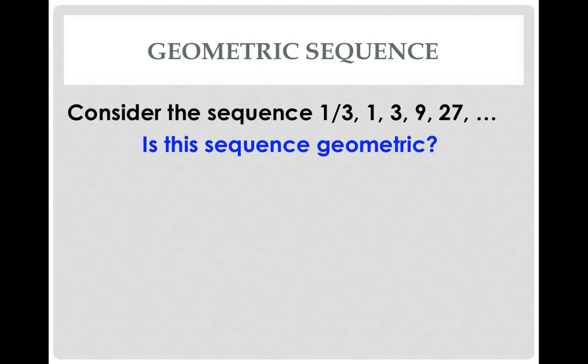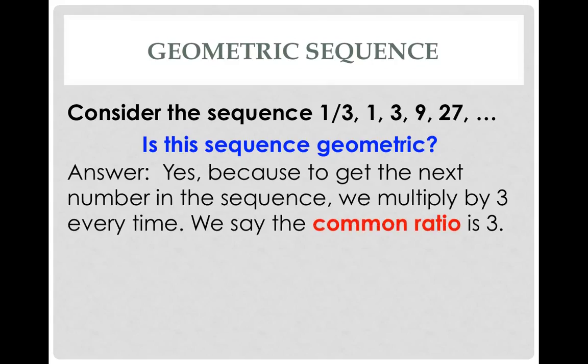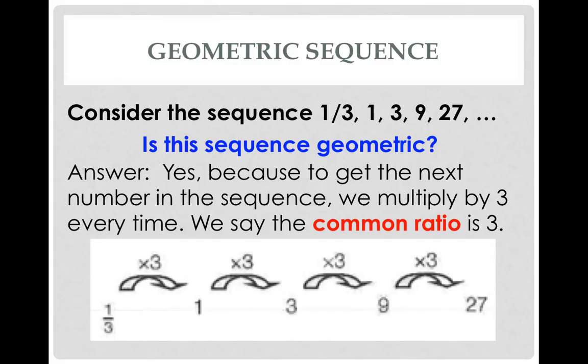So one of the first questions that you'll get when dealing with geometric sequences is being able to identify if a sequence is geometric, arithmetic, or neither. And so what I'd like you to do is take a look at this sequence, pause for a second, and see if it is in fact geometric. Okay, hopefully you've determined that yes, it is geometric, and it's because we are multiplying by 3 every time to get to the next term.